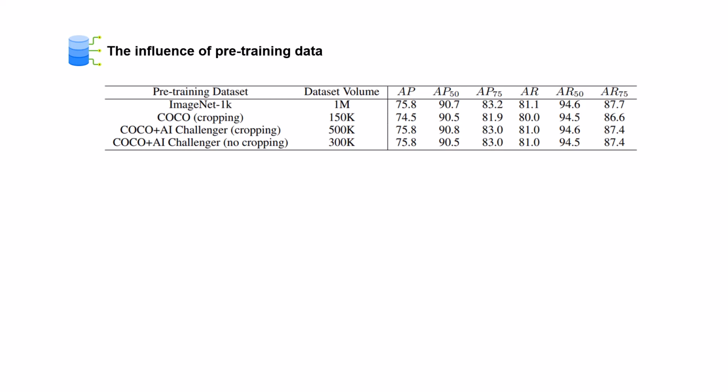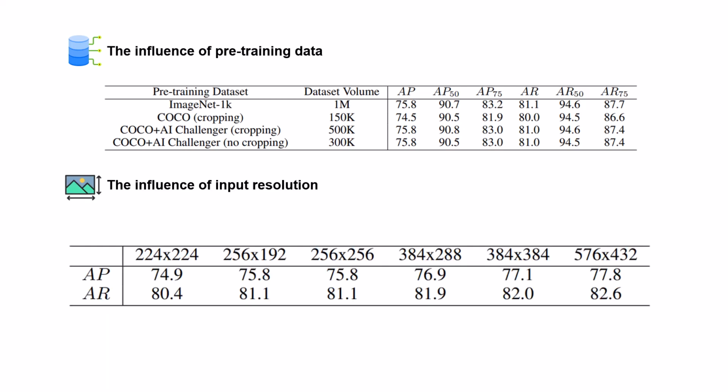But when we add the AI Challenger dataset, I guess they made a typo here, because cropping should have less dataset volume compared to not cropping. But anyway, if we have cropping and not cropping while we are using AI Challenger and COCO, by having 1/3 of what we initially had for pre-training, we can get a similar average precision.